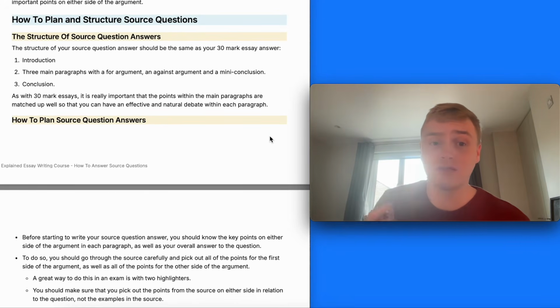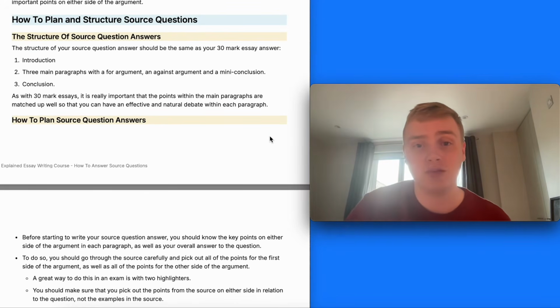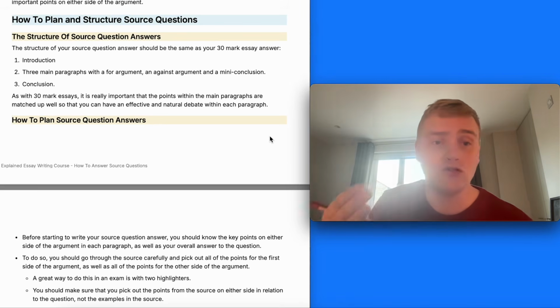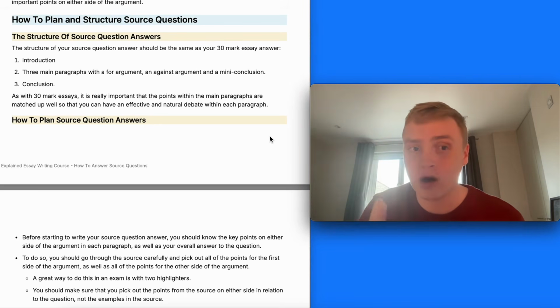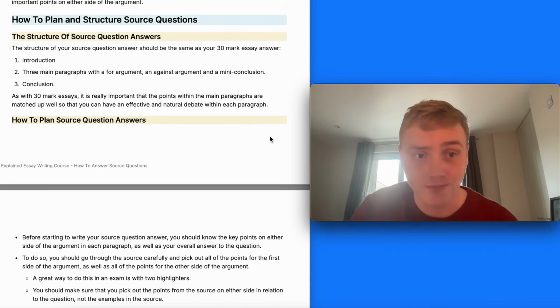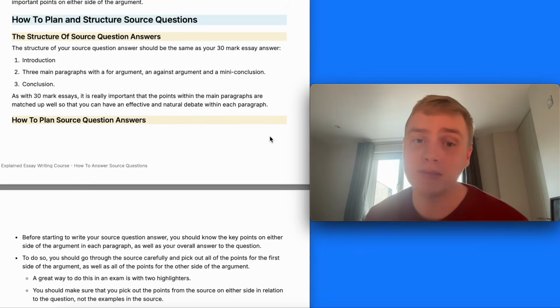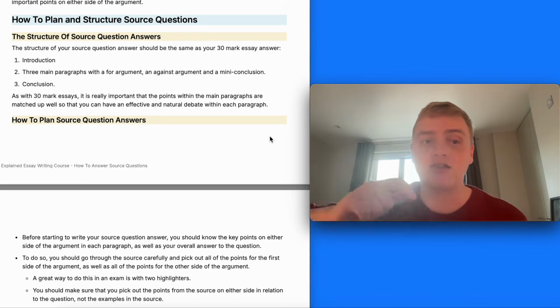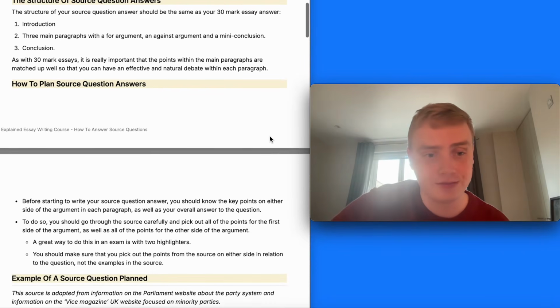So the structure of source questions should be exactly the same as your 30-mark essay answer, with an introduction, 3 main paragraphs with a for argument, an against argument and a mini conclusion, and then an overall conclusion. As with the 30-mark essays, it's really important that the points within the main paragraphs are matched up well so that you have an effective and natural debate within each paragraph.